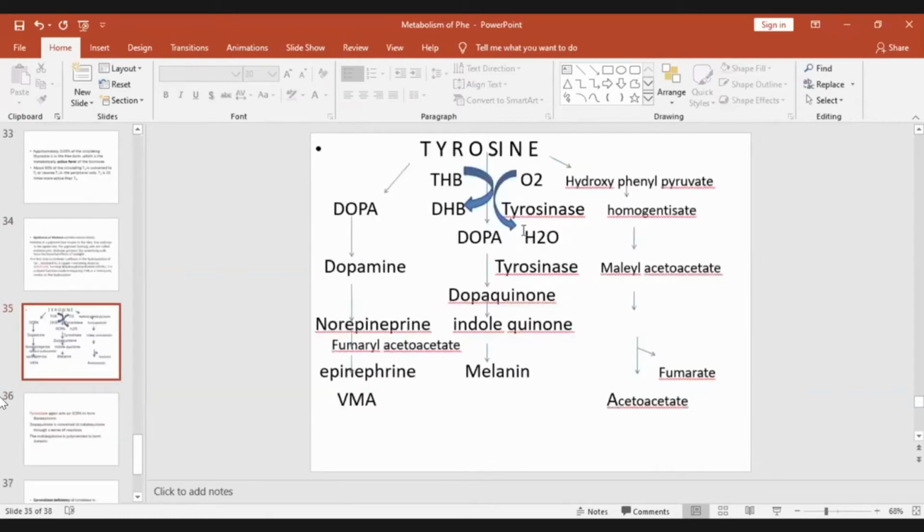So tyrosine is converted to dopa by dihydrobiopterin, tetrahydrobiopterin, and an NADPH dependent enzyme. So dopa is formed. Dopa is then acted on again by the same tyrosinase to form dopaquinone, which then, through a number of steps, forms indolequinone and then polymerizes to form melanin.